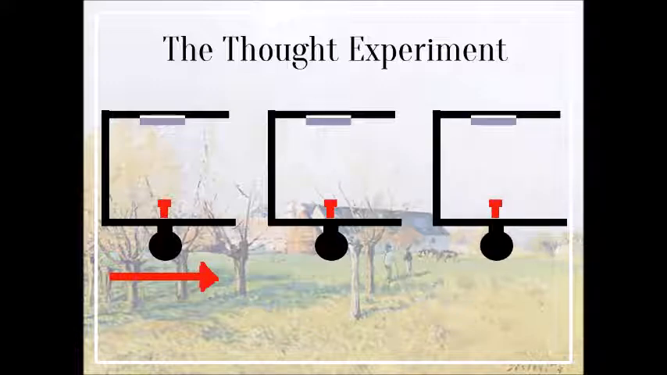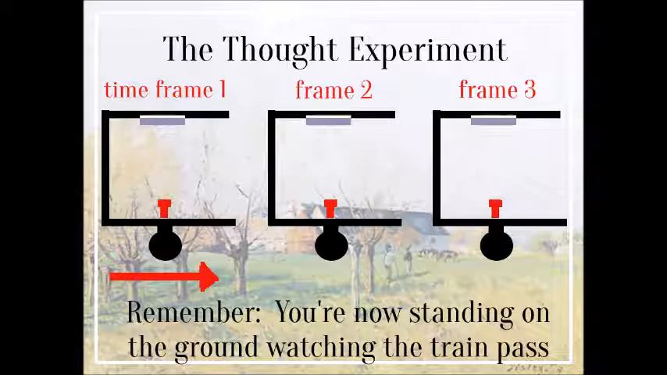And as it moves by, we've observed 3 snapshots in time, like taking 3 separate pictures of the train as it moved by. The 3 frames are significant in that they help us watch the path of the photon as it leaves the flashlight, hits the mirror, and comes back down. In this vantage point, we see that the photon does not travel straight up and down, but travels in a diagonal fashion secondary to the motion of the train.